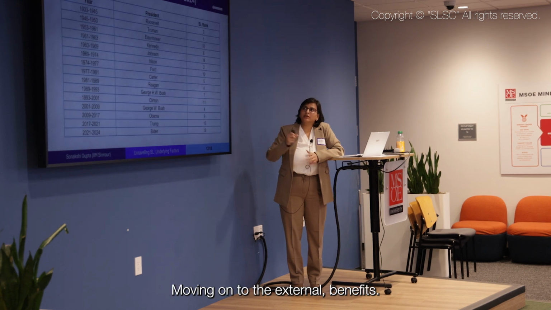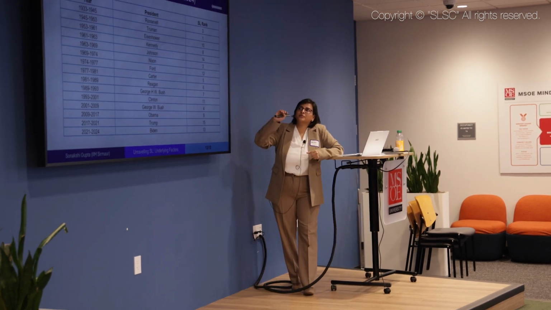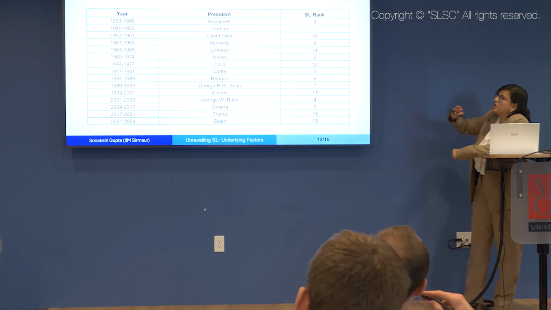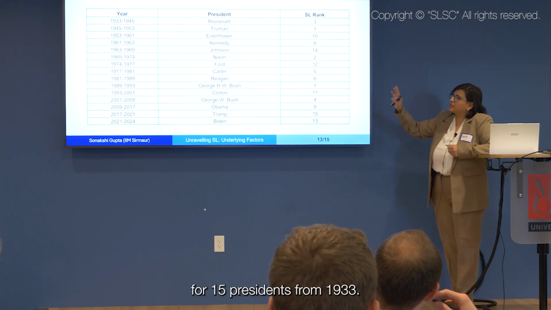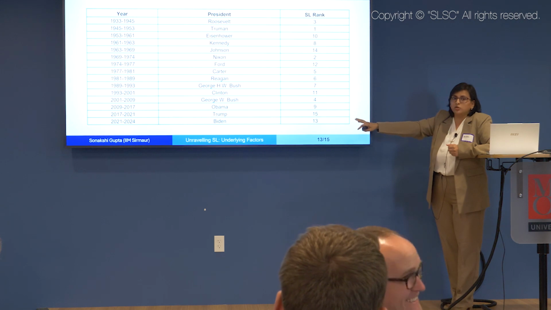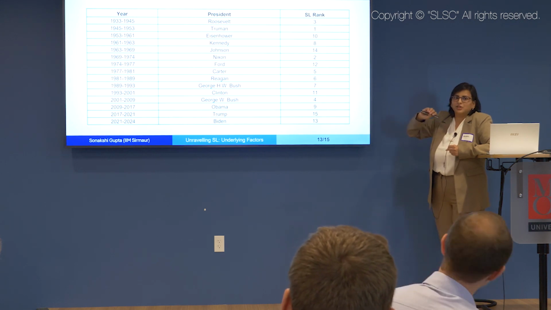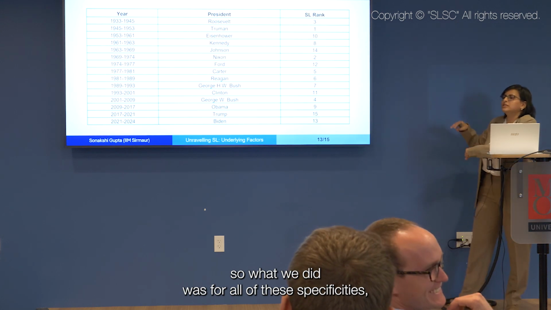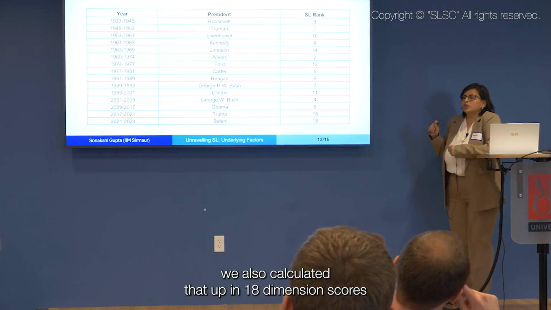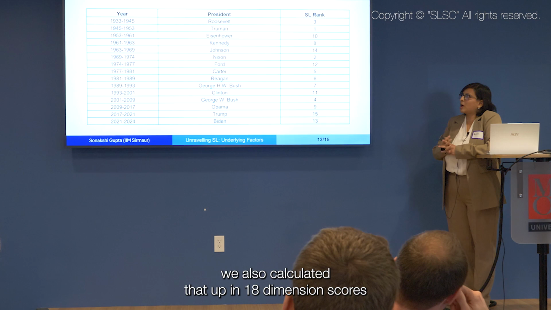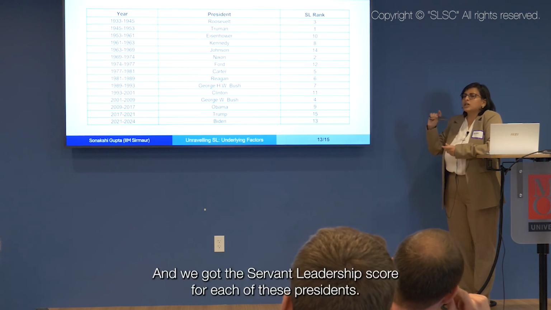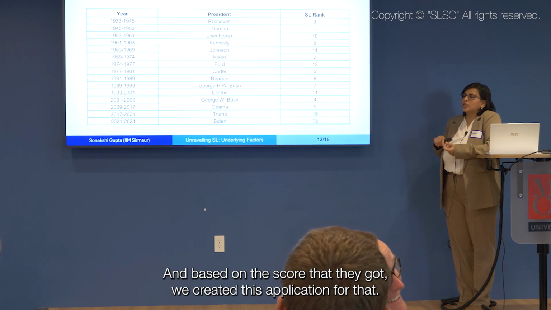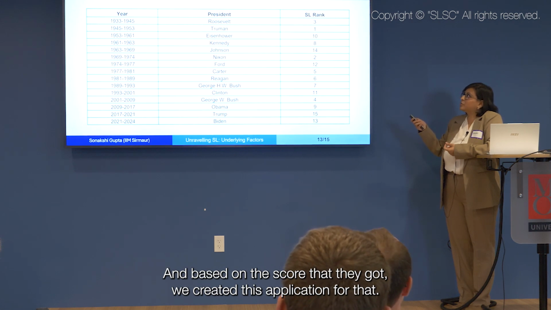Moving on to the external validity. So these are Nobel speeches as well as State of the Union speeches for 15 American presidents from 1933 to 2024. And so what we did was, for all of these presidents, we also calculated their 18 dimension scores, and we got a servant leadership score for each of these presidents. And based on the scores that they got, we created their servant leadership rank.